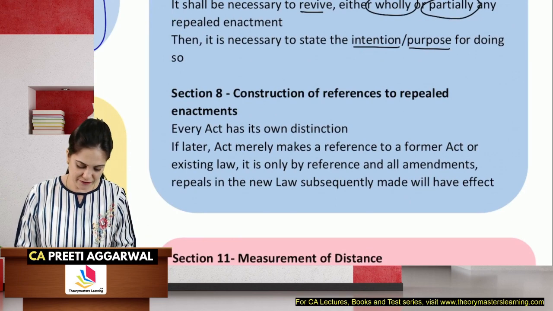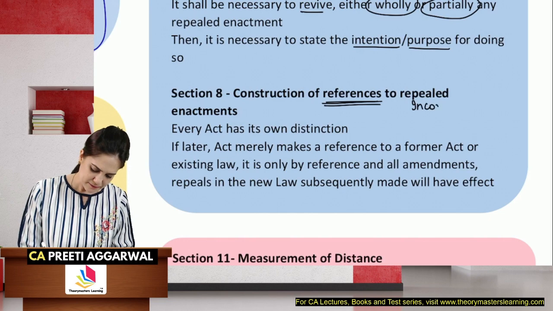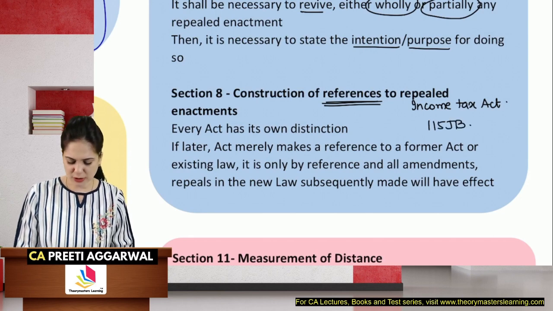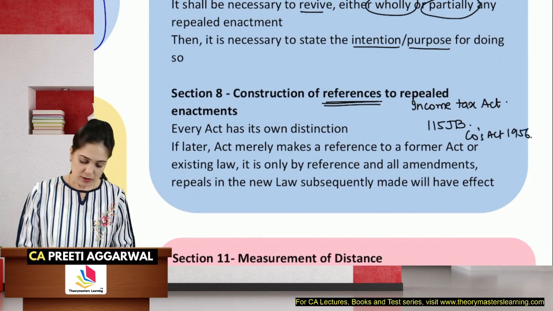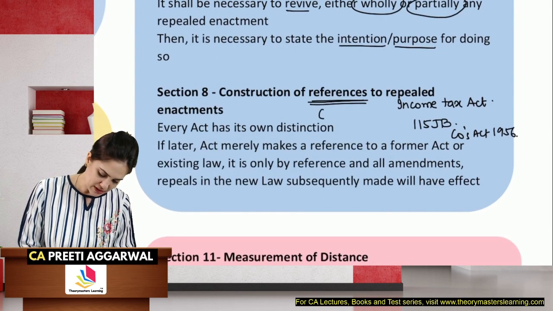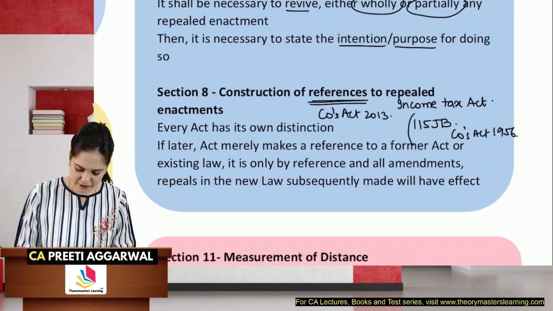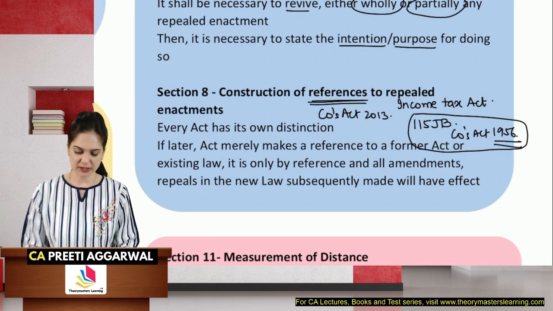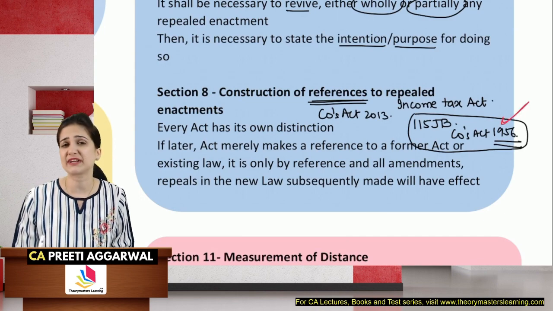Next, we have construction of references to repealed act. Now, in the Income Tax Act, in section 115JB, the book profits are to be calculated as per the Companies Act 1956. Now, the Companies Act 1956 was replaced by the Companies Act 2013. But unfortunately, let's say that we forgot to change the year to Companies Act 2013. So should we continue to calculate the book profits as per the provisions of the 1956 Act?